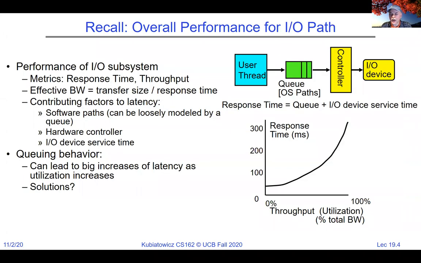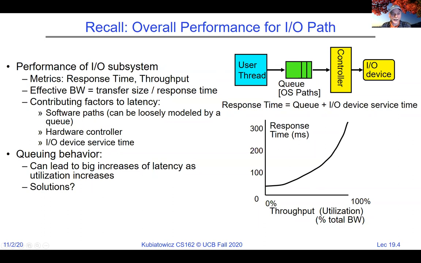The other thing that we had talked about was we were starting to talk about the overall performance for an I/O path, and that performance really goes from the user through the queue, through the controller, through the I/O device. And there can be many metrics that you might worry about, like response time, which is the time from when you submit a request to when you get the response back.